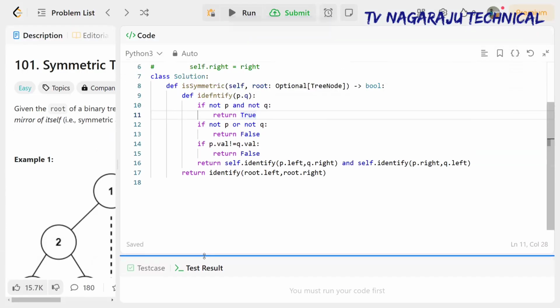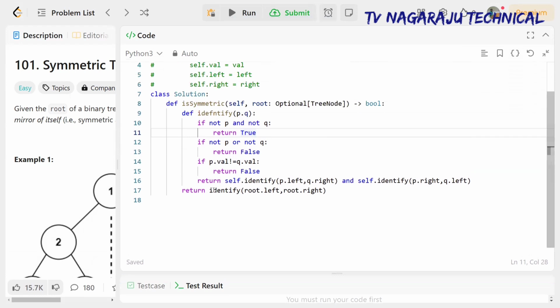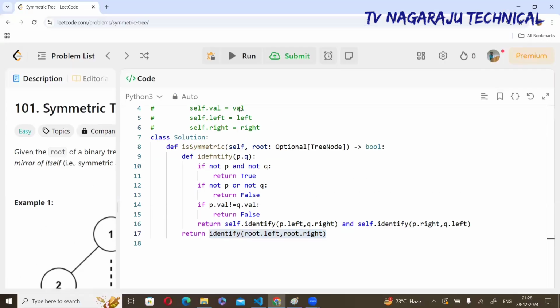Observe this return statement. In this return, I am calling the function with root dot left and root dot right. Now root dot left is passed to p and root dot right is passed to q. Now you got the point. This is the way I wrote the logic.